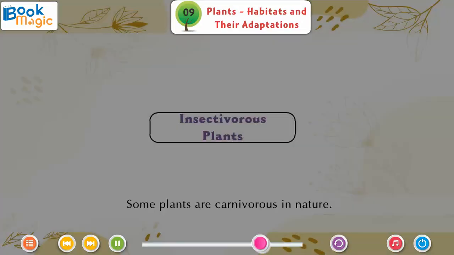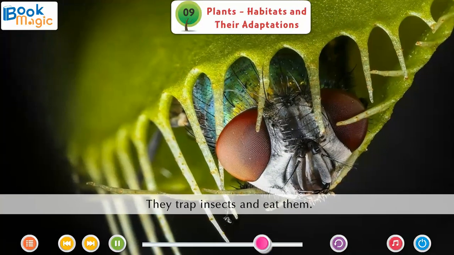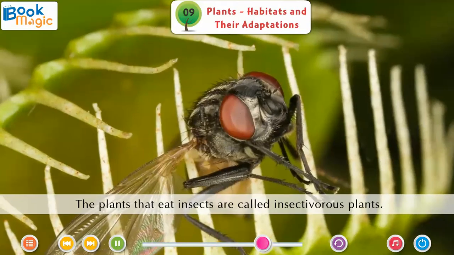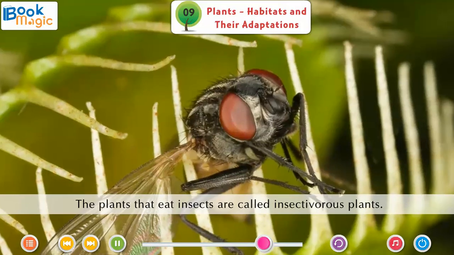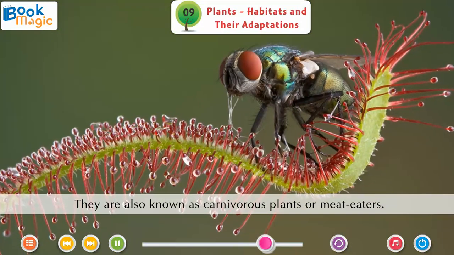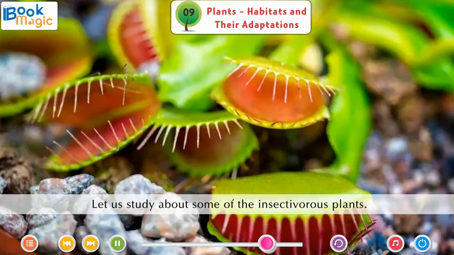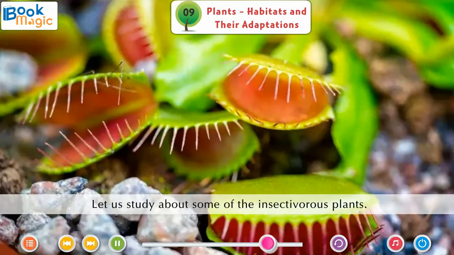Insectivorous plants. Some plants are carnivorous in nature. They trap insects and eat them. The plants that eat insects are called insectivorous plants. They are also known as carnivorous plants or meat eaters. Let us study about some of the insectivorous plants.